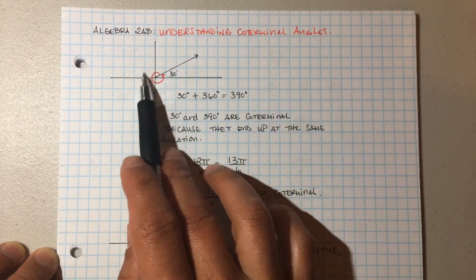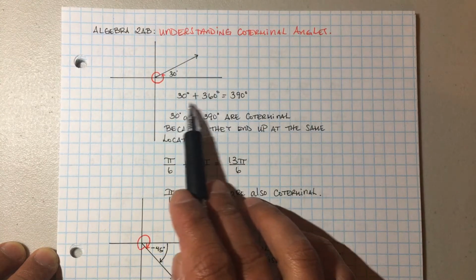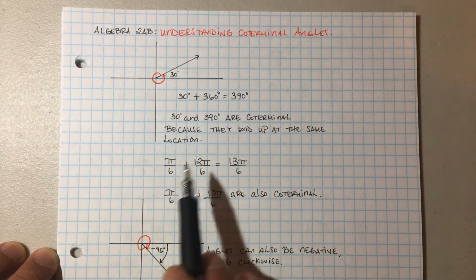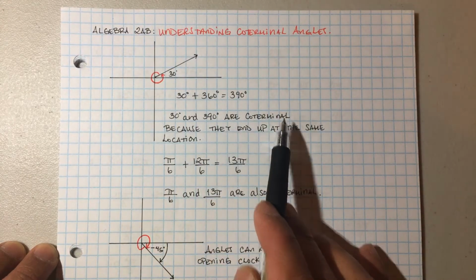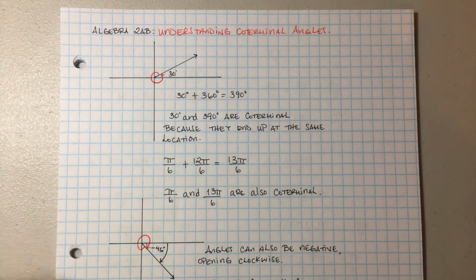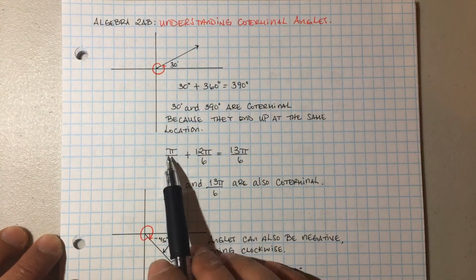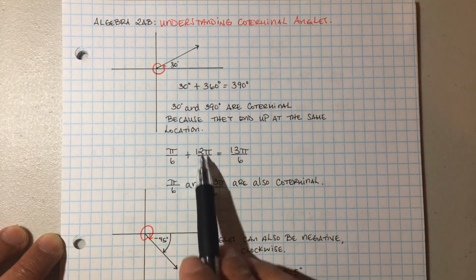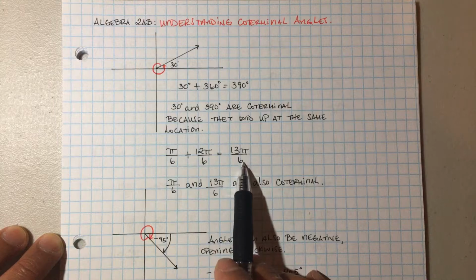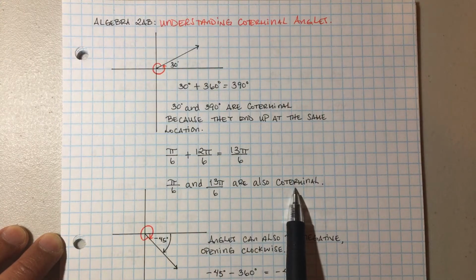Well, if I go around all the way once, that means I've gone 360 degrees. If I add those two values, I get 390. So that means that 30 degrees and 390 degrees are coterminal angles because they end up at the same spot, the same location. Same thing would be with radians. So pi over 6 plus 12 pi over 6 equals 13 pi over 6. So that means pi over 6 and 13 pi over 6 are also coterminal.